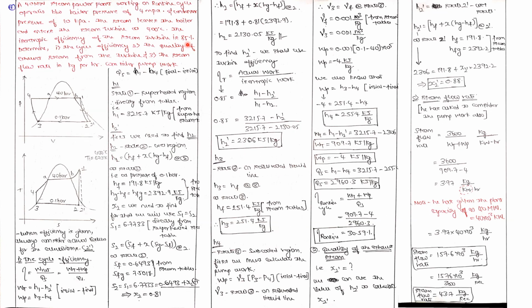So if he has given the isentropic efficiency of the steam turbine, what is isentropic efficiency? See, normally it must go from 1 to 2. Because of the irregularities in the turbine, it will not reach the state 2, but it will reach 2 dash. Why? Just because of the inefficiency of the turbine. So that particular thing is known as the isentropic efficiency.